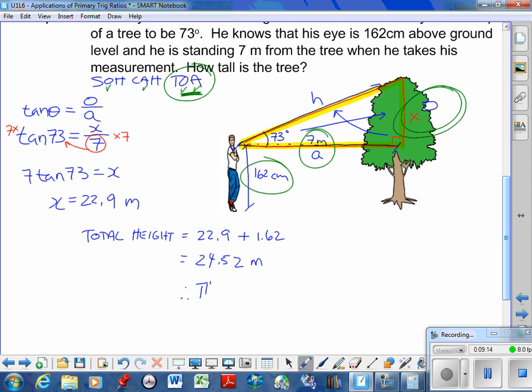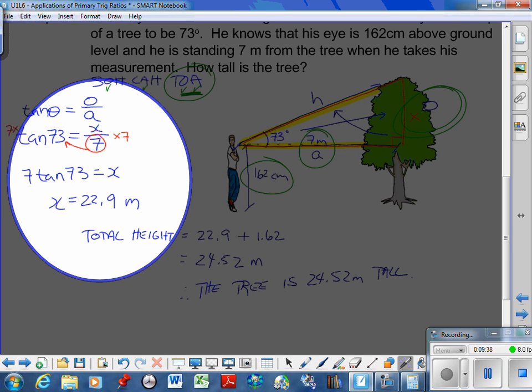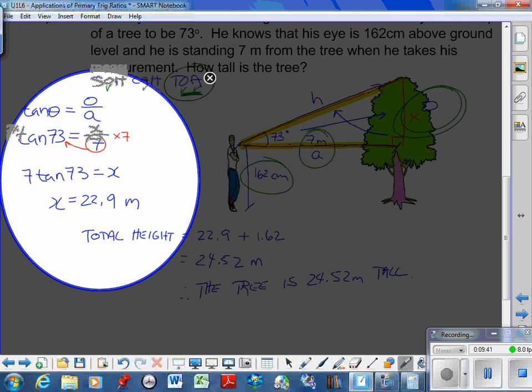So therefore, the tree, therefore statement, very important for communication. The tree is 24.52 meters tall. Okay, so all goes toward your communication mark. All right, so there it is. Yes, you have to do absolutely everything that I wrote on the left side here. So where's my highlighting pen here? Here we go. This is a requirement. I have to see this in grade 10. I need to see process. And like I said, by the time you get to the third line, you have full marks if you're correct.